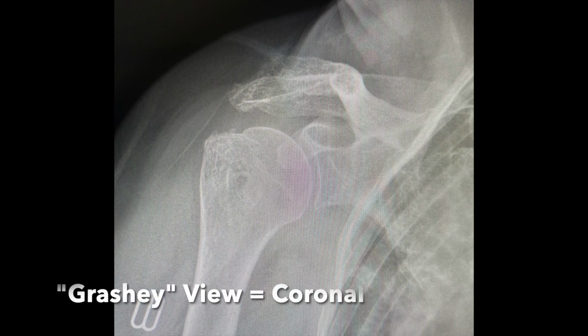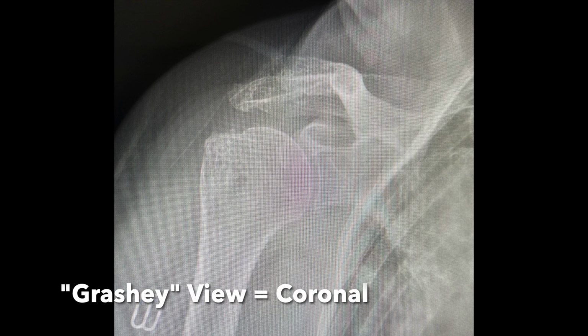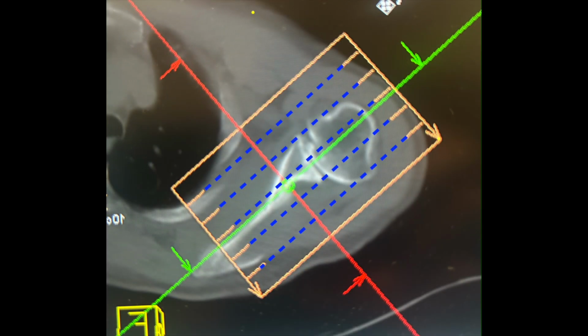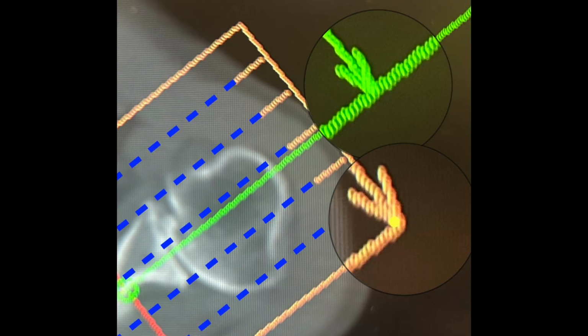A coronal shoulder CT is basically just a really great Grashy view, except it's super fun to do it on CT. Actually, it's pretty much exactly the same as what we did with the sagittals. As you can see, green line again, rotate it so it's parallel with the scapula. And the only difference, now the dashes are on the other sides of the box. I extended these with the blue dashes again. These represent the orientation of the slices as they run through the body. Again, note the arrows. In this case, we want them running from anterior to posterior.